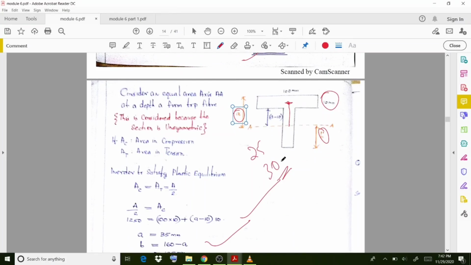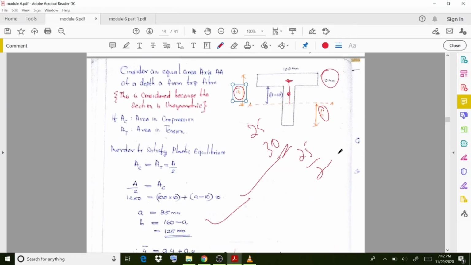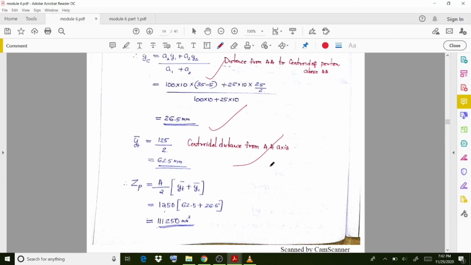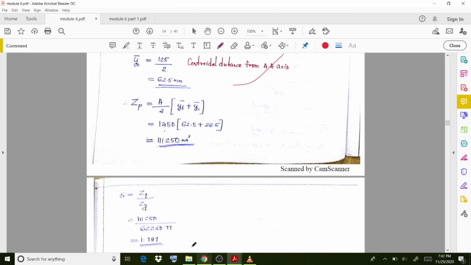Then coming to this small figure, the half value means 25 by 2. You can directly substitute those values. And coming to the tension side, the half value B, 125 by 2, you can directly get that value also. After that, you can directly substitute those values as Zp, and finally, if you substitute, you will get the shape factor. So this is the case related to these unsymmetrical T sections. I hope the section is clear, and with this we wind up today's section.